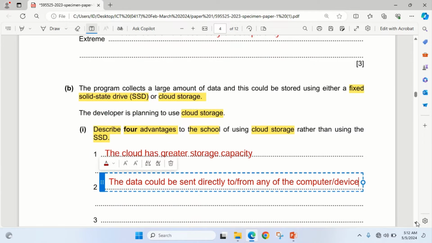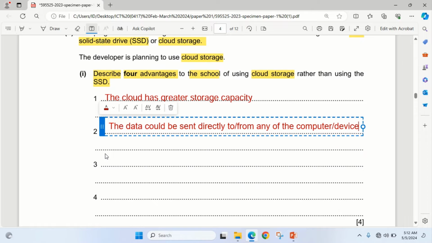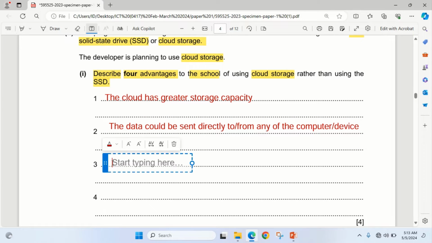Then the next one is that many people can share the data. That's an advantage because it is stored in the cloud. Many people, students, staff, many people can share the data. That's an advantage too to the school.